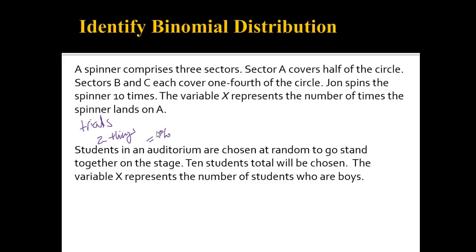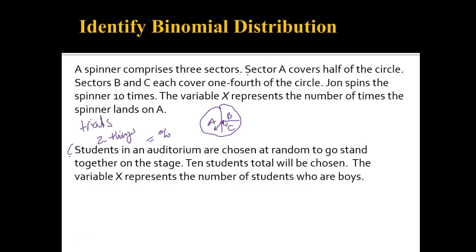Okay, so let's read this first one, see if it fits the bill. A spinner comprises 3 sectors. Okay, we're suspicious already. 3 sectors. So why is it supposed to be measuring 2 things? Sector A covers half the circle. Sector B and C each cover 1/4 of the circle. Okay, we've got a spinner, and A is 1/2, and B and C are each a quarter, and you spin the spinner around, and we can definitely figure out some probabilities with that, right?